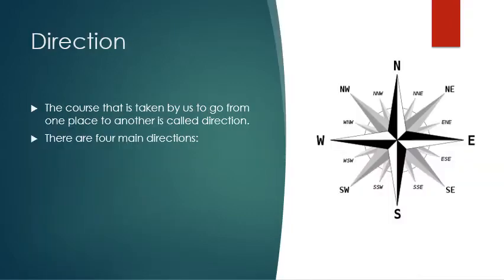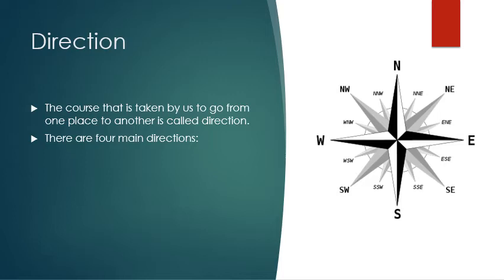Let us see the chapter. The first word is direction. What is a direction? The course that is taken by us to go from one place to another is called direction. So when we go from one place to another, the course which we take is known as direction.